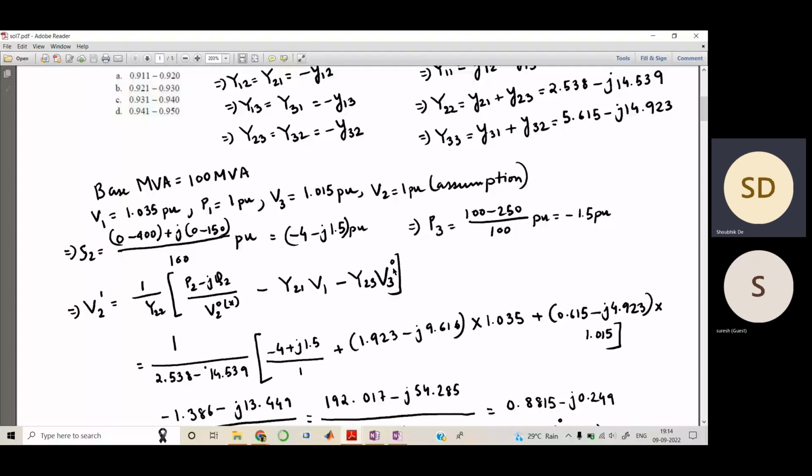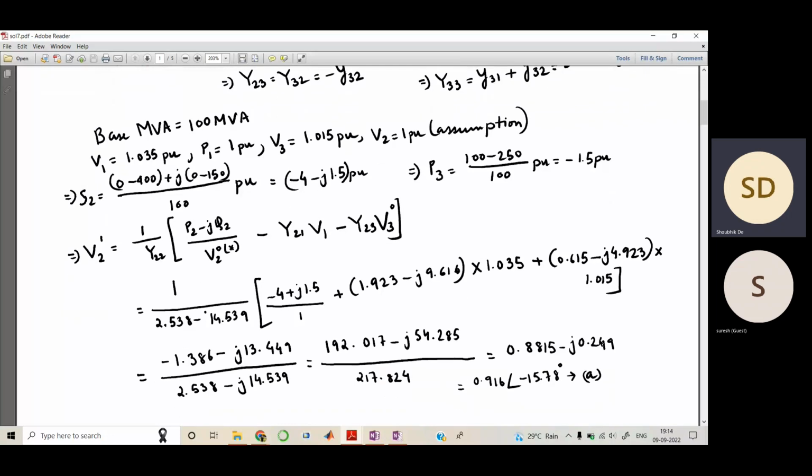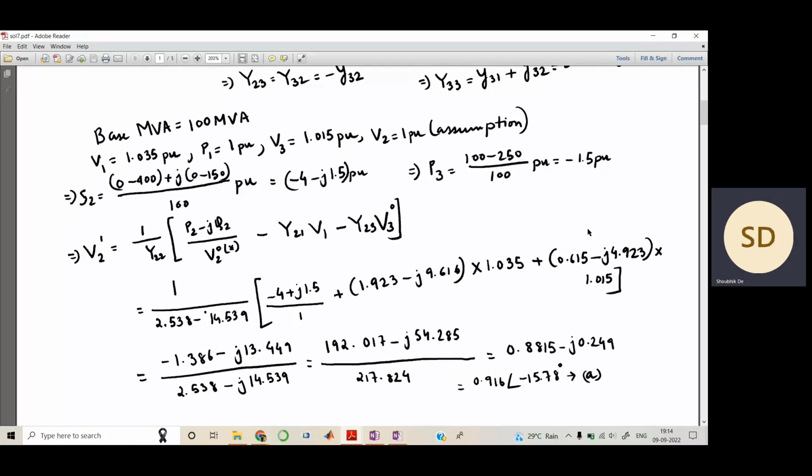2, 3, 4 in this way. So that is why this 0 is there. And we also know this value. So V1 is 1.035 and V3 is also 1.015. Now you can see how lengthy this calculation could be. So you have to be very attentive and focused while performing this kind of calculation. Any mistake you make, you may not get the right answer.